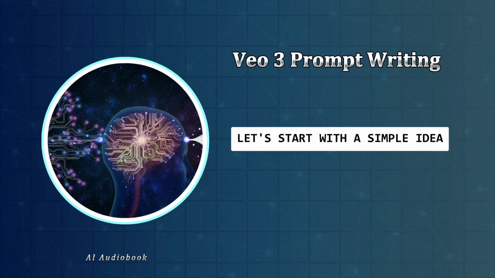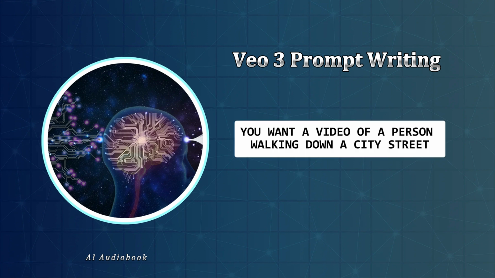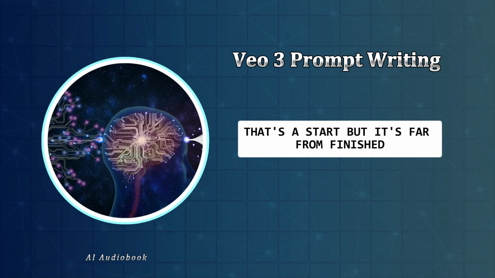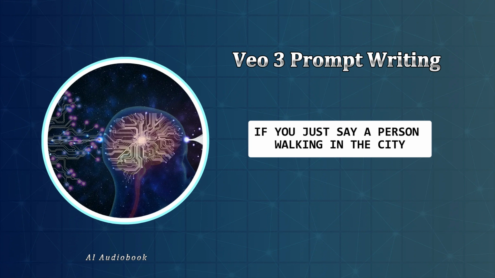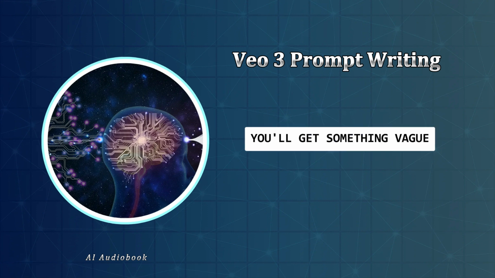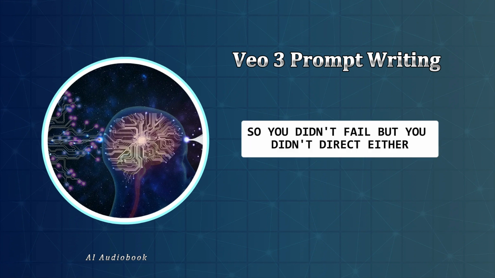Let's start with a simple idea. Imagine you want a video of a person walking down a city street. That's a start, but it's far from finished. If you just say a person walking in the city, you'll get something vague. The AI might choose any city, any lighting, any weather, any speed, any style. So, you didn't fail, but you didn't direct either.